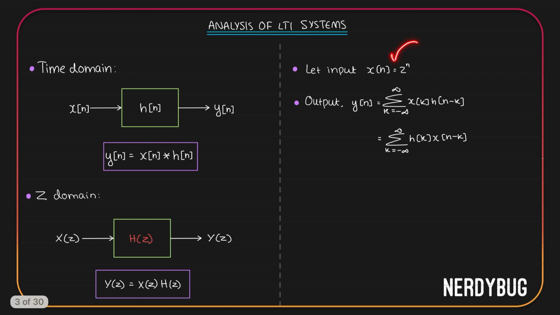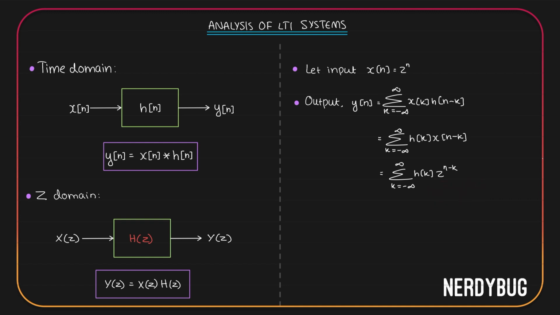Here x of n is z raised to n, so x of n minus k will be z raised to n minus k. So we get summation from k equals minus infinity to infinity, h of k, z raised to n minus k. Z raised to n minus k can be split and written as z raised to n multiplied by z raised to minus k.